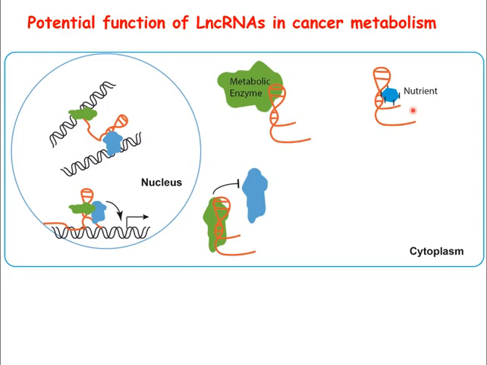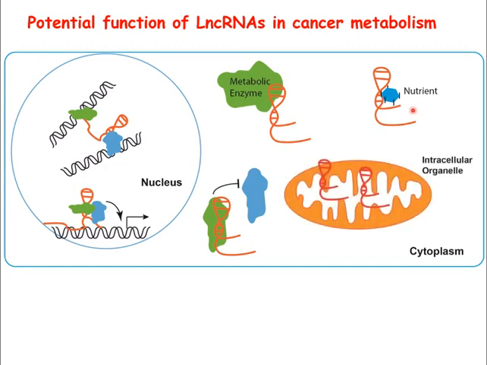And finally, we also hypothesize that some of those non-coding RNAs can localize in intracellular organelles which play an important role in metabolism, such as mitochondria and lysosomes. Non-coding RNAs in those organelles may also play an important role in cancer metabolism, which will be another interesting hypothesis to test in future studies.